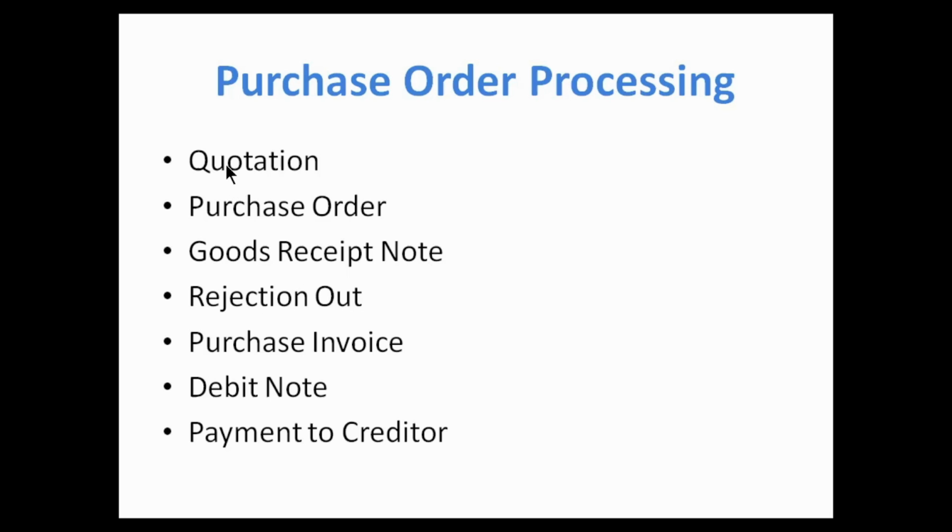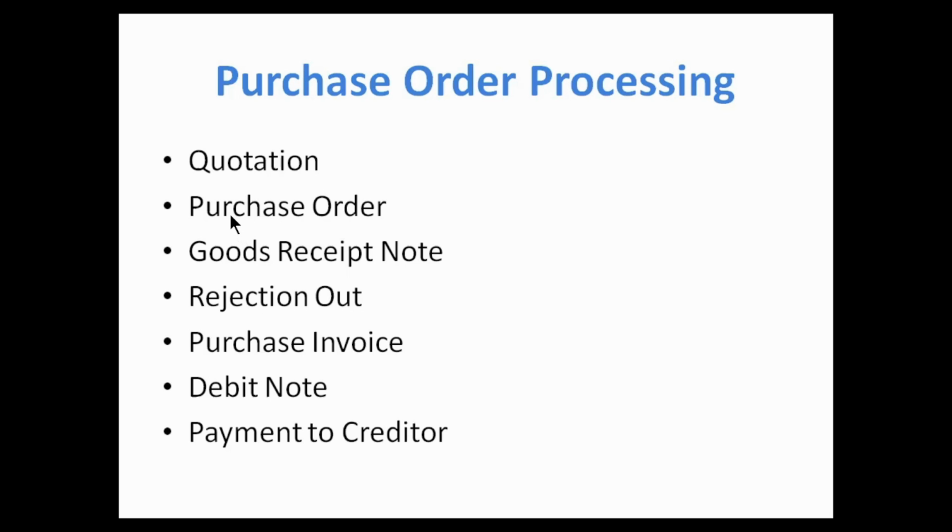So generally, first we go for quotations. Quotations in the sense we ask different suppliers to provide their quotations with the rate they charge, the quality of the product, and other terms like delivery terms and payment terms. After checking and comparing different quotations, we select the supplier from whom we will purchase the goods.